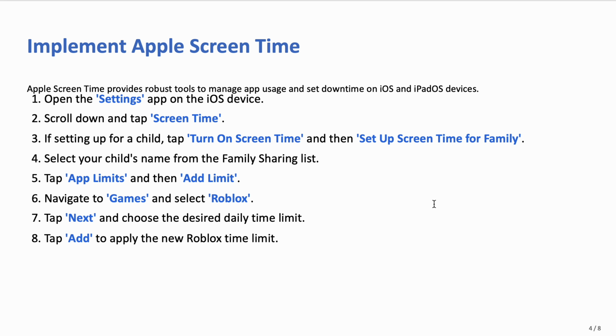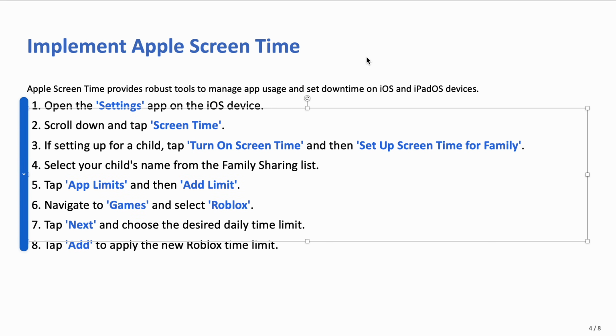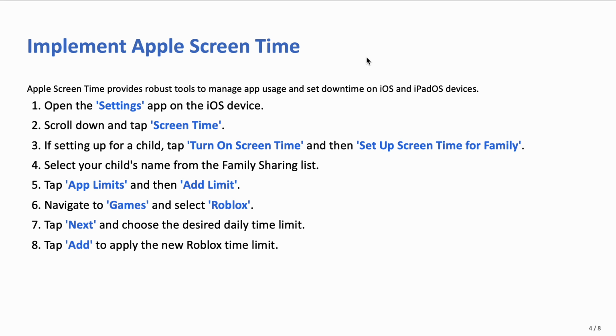Another thing is to implement Apple Screen Time. If you are an Apple user, simply open your settings, go to Screen Time, and turn on Screen Time. Set up Screen Time for the family, then select the child's name from the Family Sharing list. Click the option of Time Limit, then add time limit, App Limits, and add the limits. Then navigate to Games and select Roblox, tap Next, and choose the desired daily time limits. Then tap Add to apply the Roblox time limits.